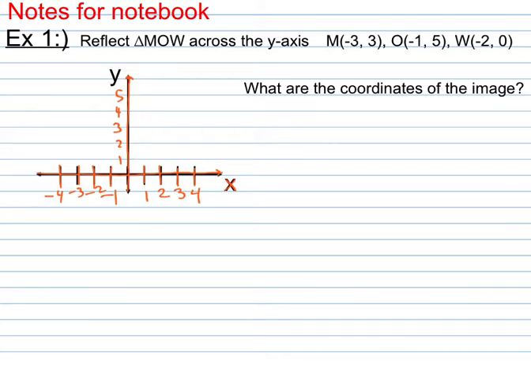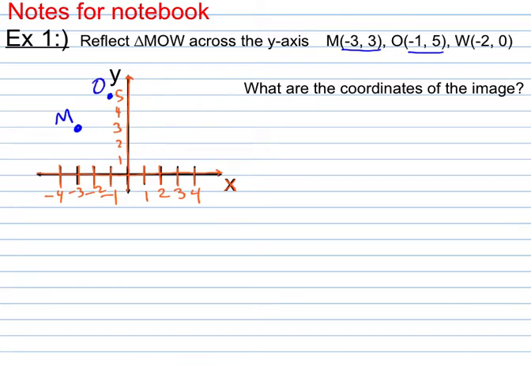Okay, let's go ahead and draw. M is at -3, 3. So back 3 and up 3. So 3 and 3. And I'm going to label that M. O is at -1, 5. That's back 1 and up 5 units. And that I'm going to label O.